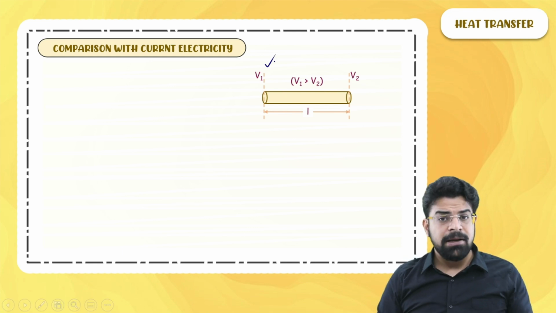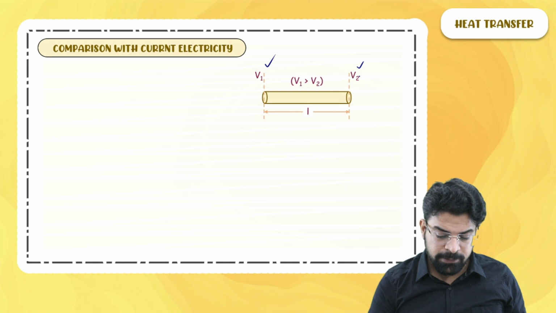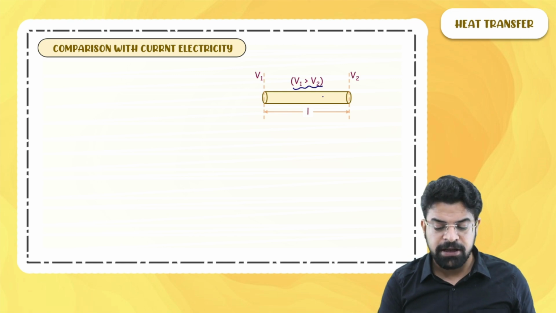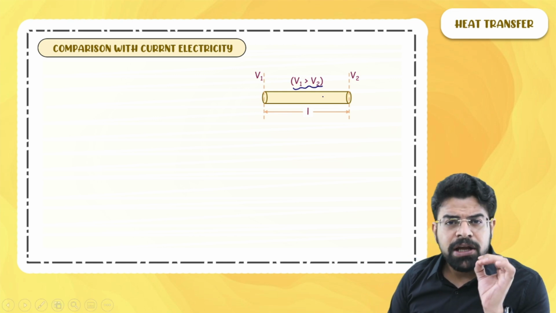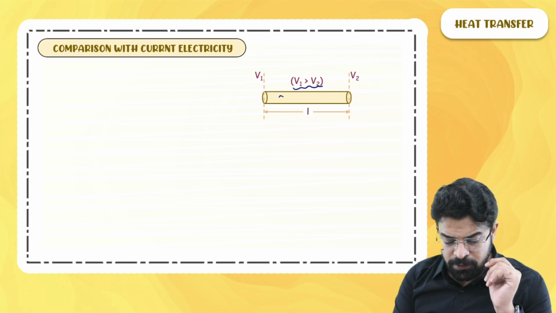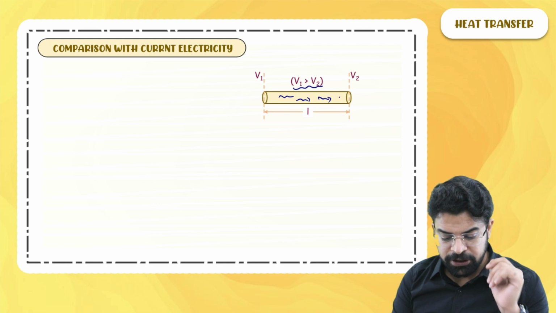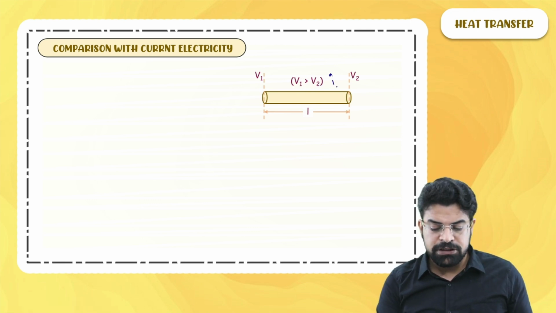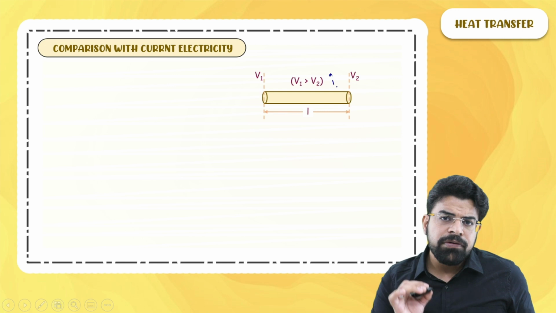So on the left hand side, potential is V1, on the right hand side, potential is V2, and V1 is greater than V2. So just the way heat flows from high temperature to low temperature, the current flows from higher potential towards lower potential. So let's say here the current flow is I. How do we find this current flow?